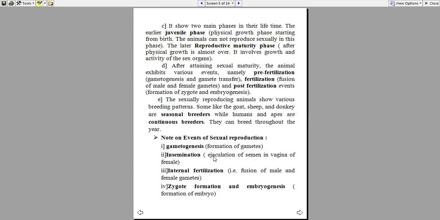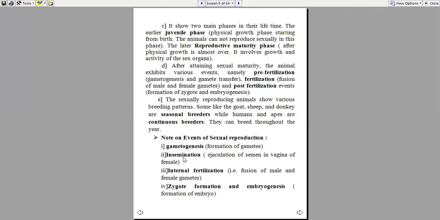Now in this chapter we are going to study topics according to this sequence. According to the events of sexual reproduction, the topics are distributed in this chapter. First topic is gametogenesis, where we are going to study formation of gametes and obviously male and female reproductive systems. So the first part of this chapter deals with gametogenesis, that is formation of gametes and male and female reproductive systems.